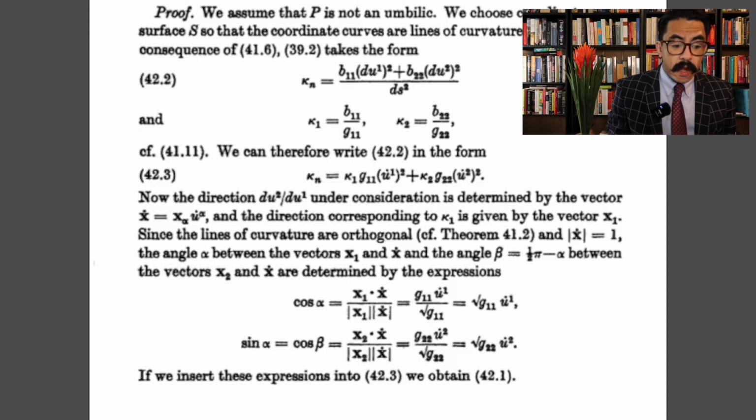We also have sin α, which is equal to cos β, equal to the fraction with the numerator of the scalar product of x₂ with ẋ and a denominator of the magnitude of x₂ times the magnitude of ẋ, which is all equal to g₂₂ u̇₂ all over the square root of g₂₂, which is equal to the square root of g₂₂ times u̇₂. If we insert these expressions into what we had just obtained for κₙ, we obtain the κₙ from the statement of Euler's theorem.